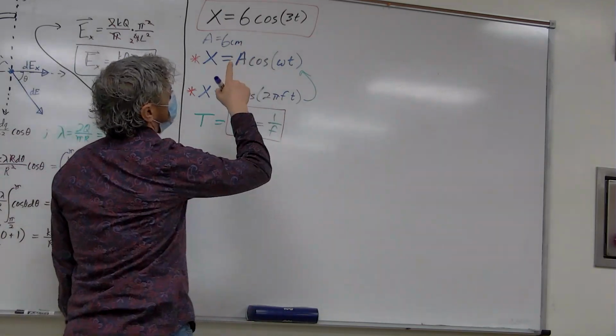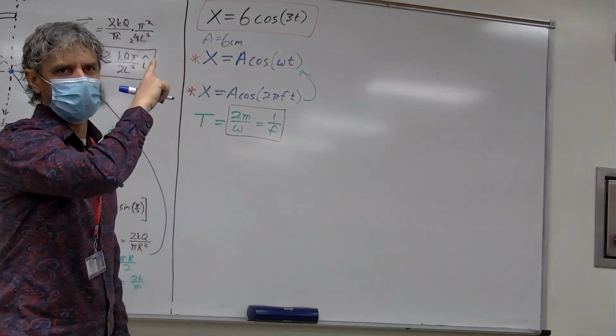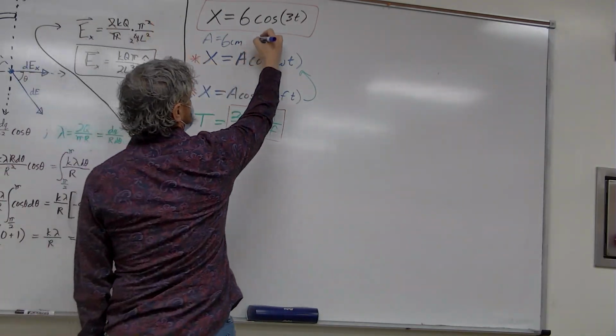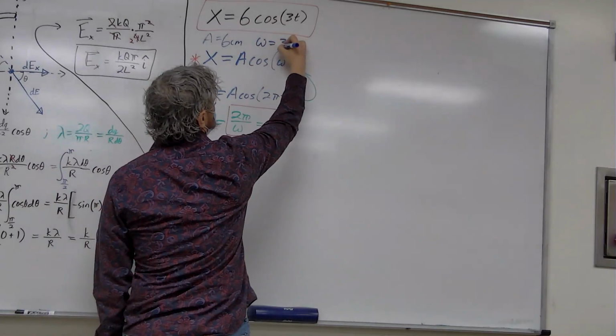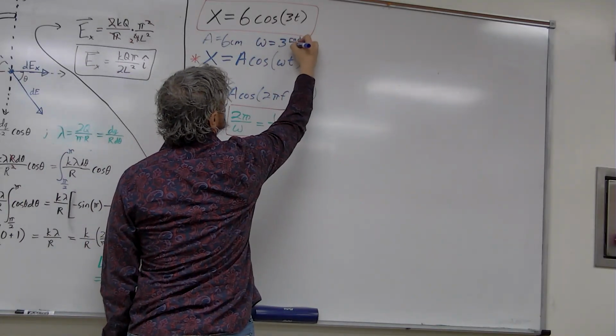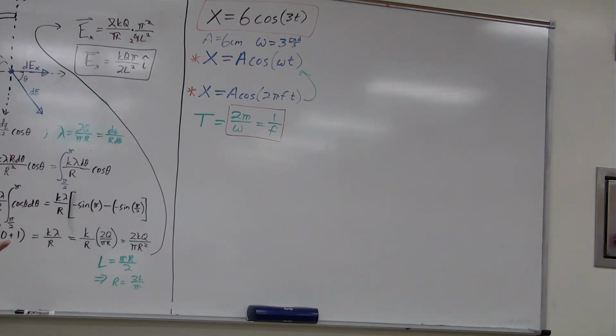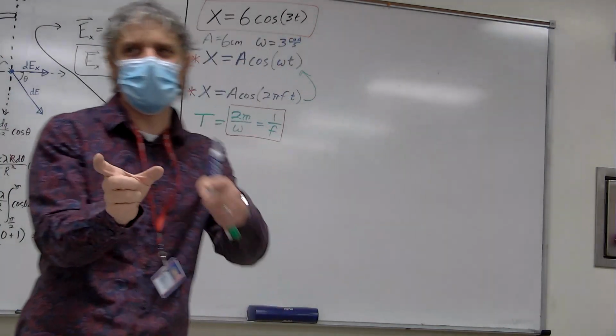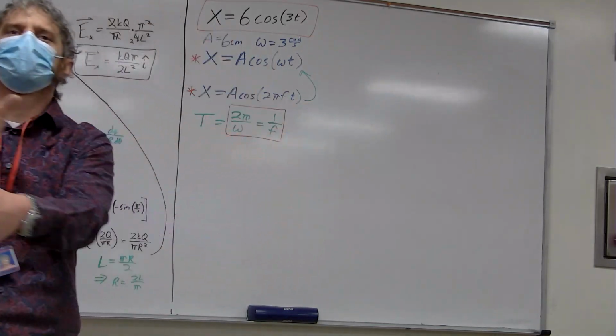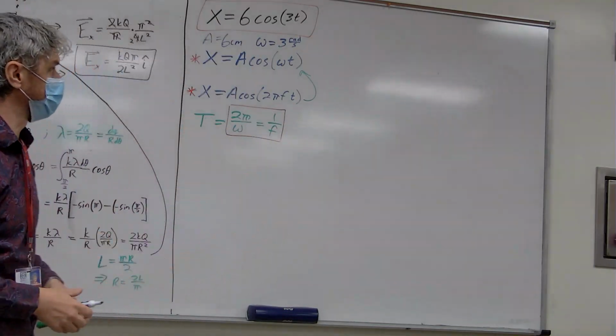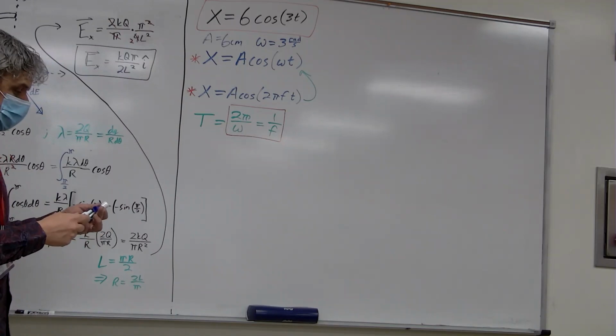What else do we know from that? The angular frequency. Angular frequency is 3 radians per second. This is that weird radians per second. Yes, it is an object moving in a straight line back and forth, but we can equate it with circular motion of an object moving back and forth with an angular frequency. Okay. So that's what we know.